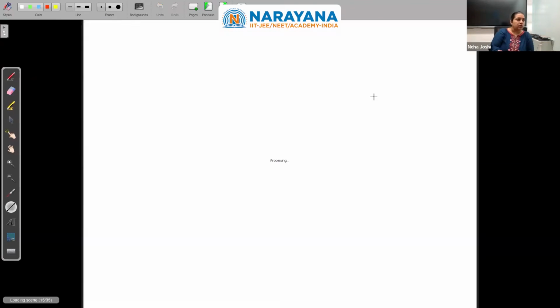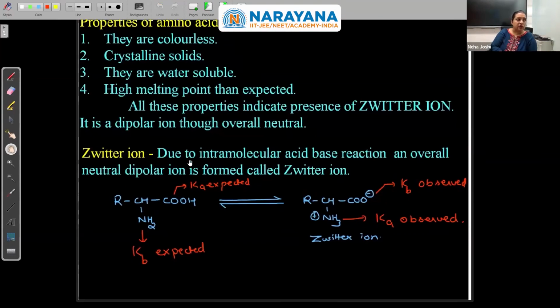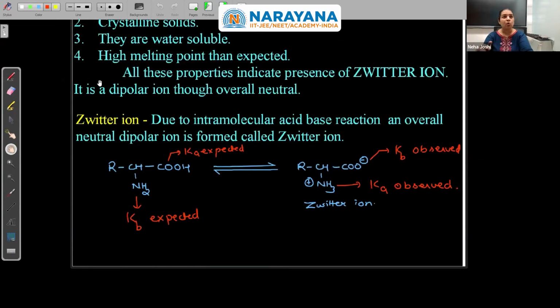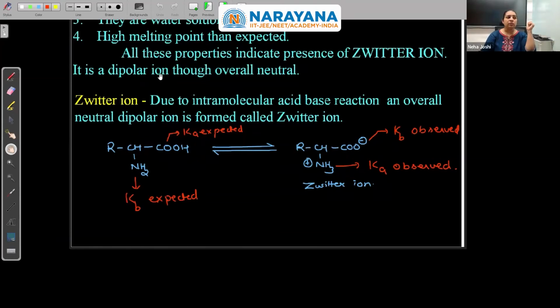So moving to the next point, what are the properties of amino acids? Of course they have very strong hydrogen bonding. So they are crystalline solids at room temperature. They are colorless. They are water soluble because of polar ends in the molecule. And as they have those zwitter ions, yes, they have higher melting points than expected. All these properties indicate the presence of zwitter ion. It is a dipolar ion, though overall it is neutral, but it is a dipolar ion. So what is a zwitter ion? So due to intramolecular acid base, see this is the alpha amino acid now.